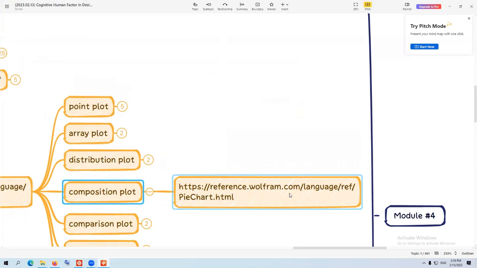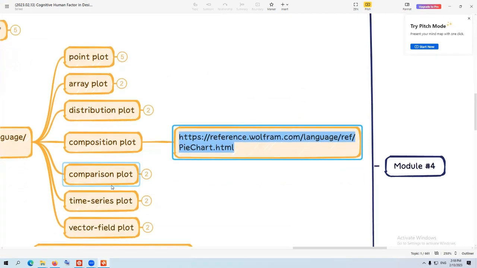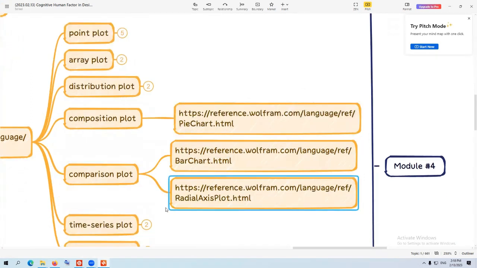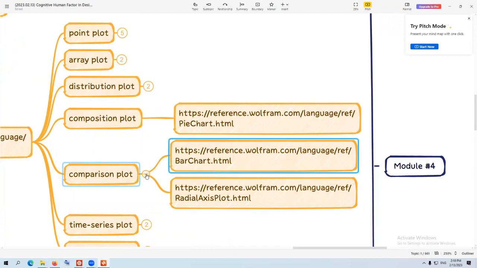Composition plot, this would be like breaking down things. And this is where the pie chart beats everybody. The pie chart is like the mother, the main paradigm of breaking things. I don't have to show you this, right? You know what a pie chart looks like. Comparison plot, well, this is where you do comparison. We'll come back to this after the break because this is where I will actually take you through the exercise. Okay, so I'll come back to it.